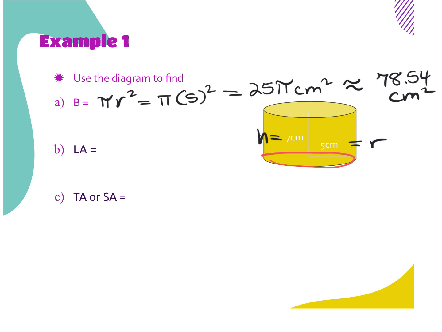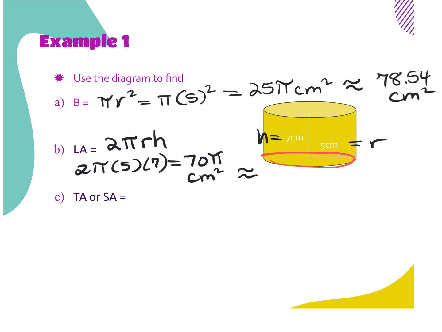For the lateral area, you're just going to memorize it to be 2 times pi times radius times the height. So if I fill in those numbers, 2 times pi times 5 times 7, left in terms of pi, this is going to be 70 pi, because 2 times 5 is 10, times 7 is 70, and again, still centimeters squared. However, if it says to use your pi button and round to the hundredths place, this will be 219.91 centimeters squared.